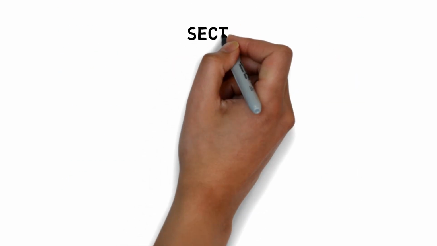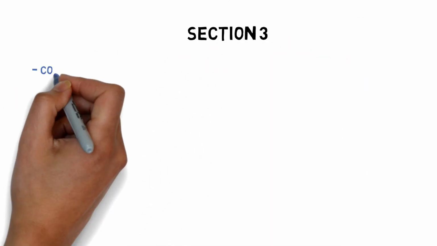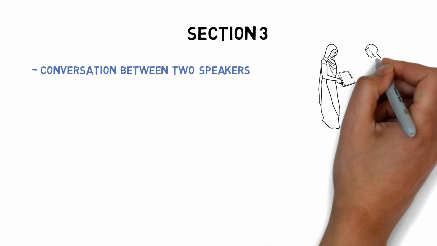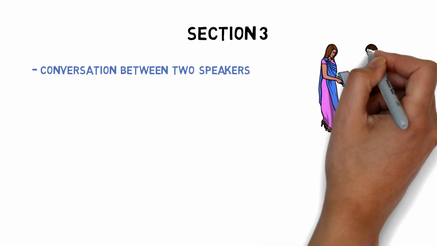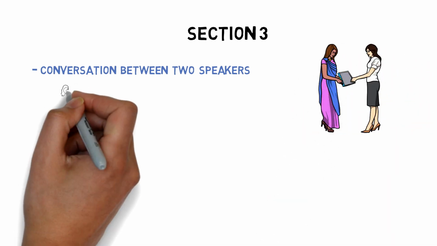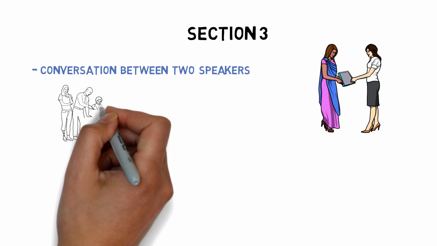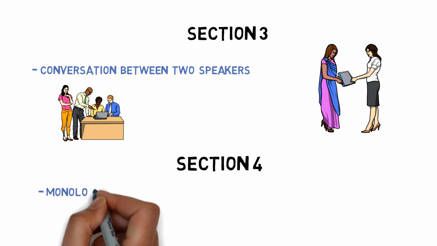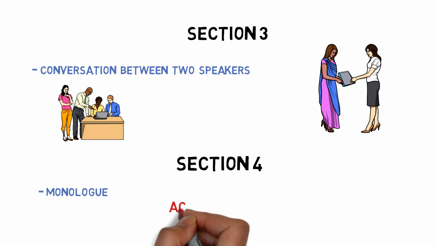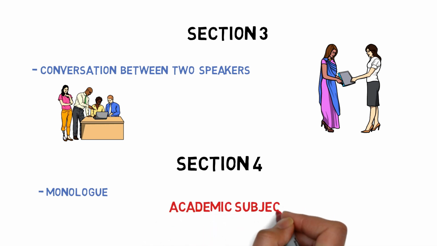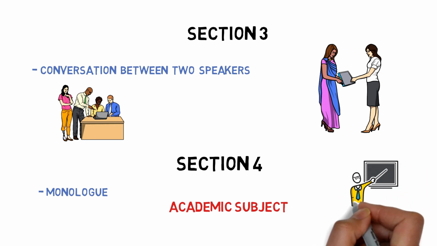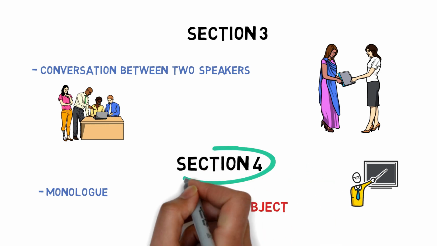In Section 3, there is a conversation between two speakers. For example, a conversation between two university students discussing an assignment, guided by a tutor or university tutor. And in the last section, Section 4, there is a monologue on an academic subject. Example, a university lecture. This section is very tough as compared to the above 3.